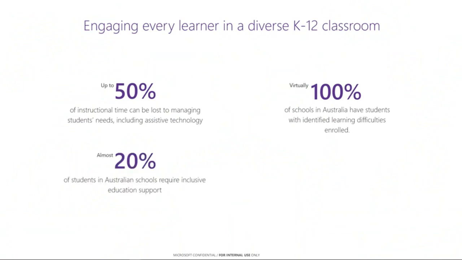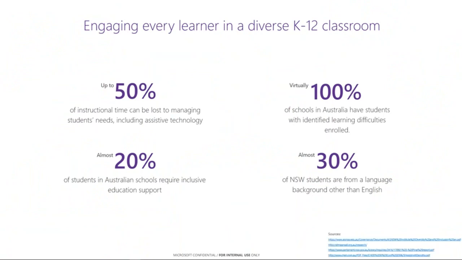Almost 20% of students in Australian schools require inclusive education support. That's 1 in 5. Right, so that's a lot of kids. And then in New South Wales, almost 30% of students are from a language background other than English. So I'd be interested to know what that stat is for South Australia. I'd actually like to know what it is for Victoria as well. But I'm guessing it's not going to be much different to that. And when you get these slides, there are links there if you want to dig in and find out where I got those stats from.